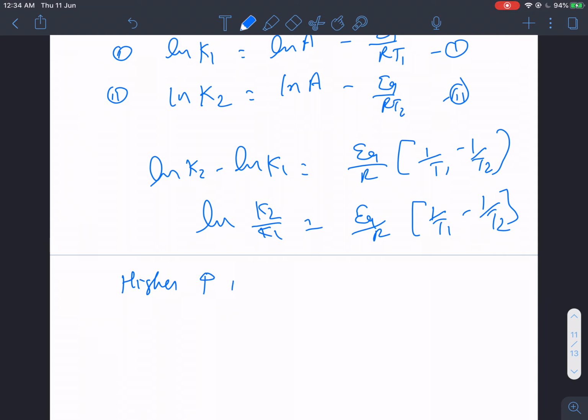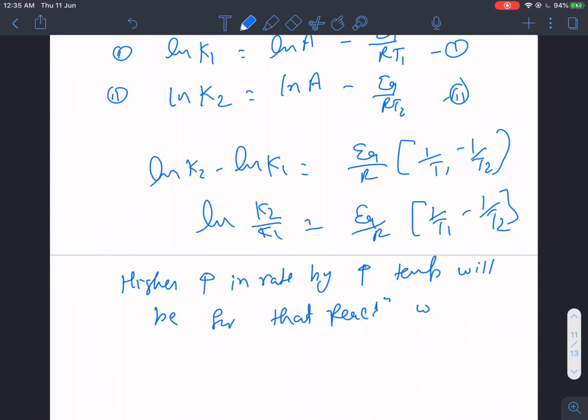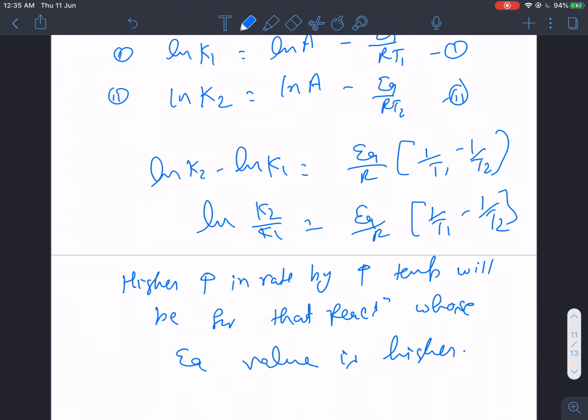a higher increase in rate by changing the temperature, or by raising or increasing the temperature, will be for that reaction whose Ea value is higher. Right, this was the first important discussion in chemical kinetics.